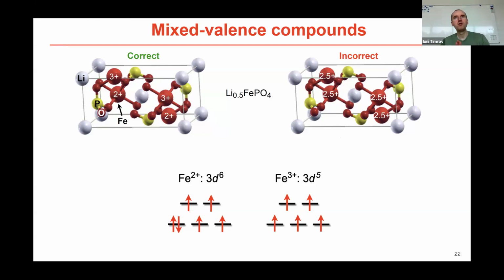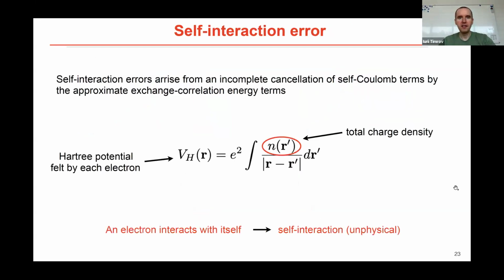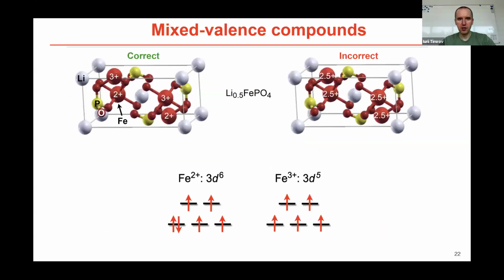It's basically what we're trying to do: control the localization of electrons and charge distribution in the system. And this is related to the so-called self-interaction error. So this problem of not being able to describe localization of electrons is related to the self-interaction error.